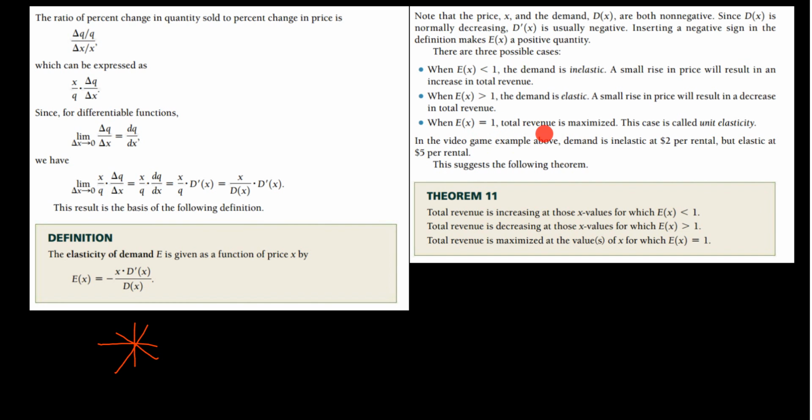So in our video game example, the demand is inelastic at $2 per rental, right? Because a small rise in price results in an increase in total revenue. But it was elastic at $5 per rental because a small rise in price resulted in a decrease in revenue. And then, of course, that's just reiterated down here with Theorem 11, right? If we are less than 1, we are increasing our revenue. If we're greater than 1, we're decreasing our revenue. And if we're equal to 1, we are maximizing our revenue. So let's put all that to an example here.